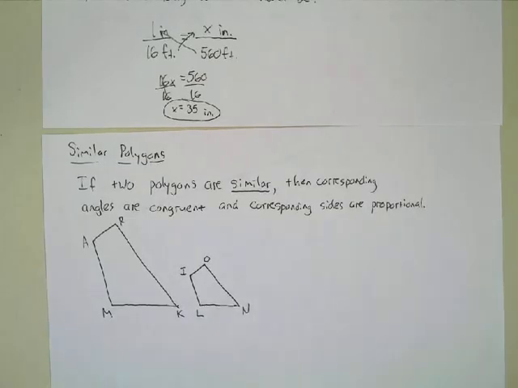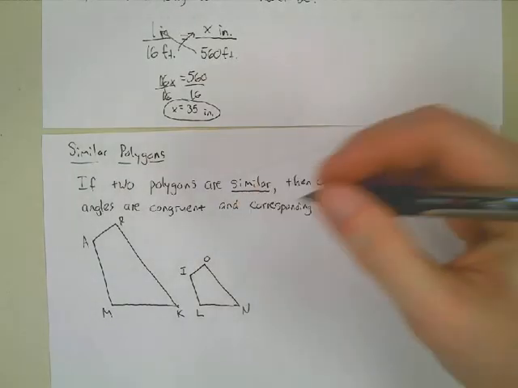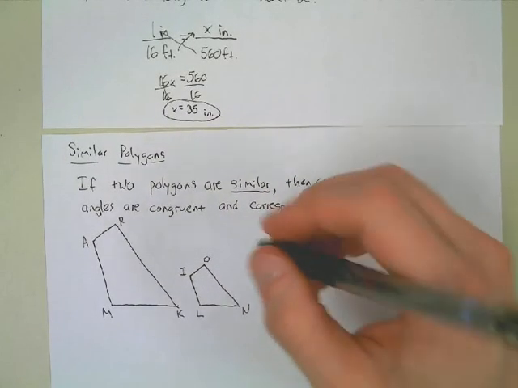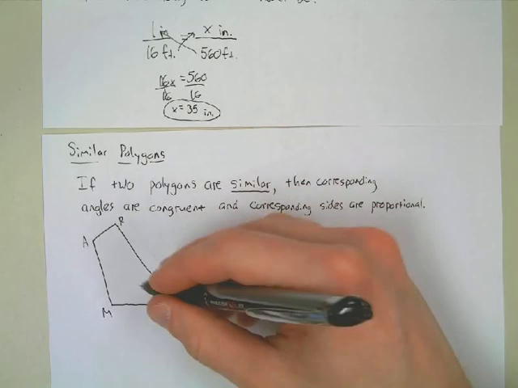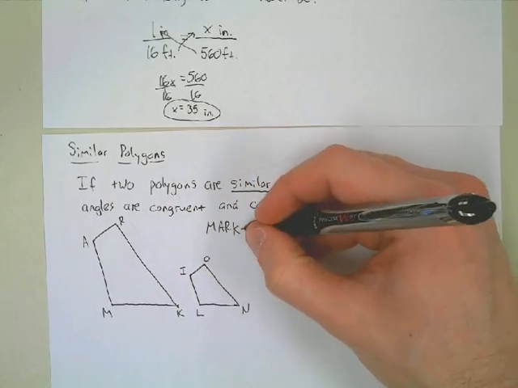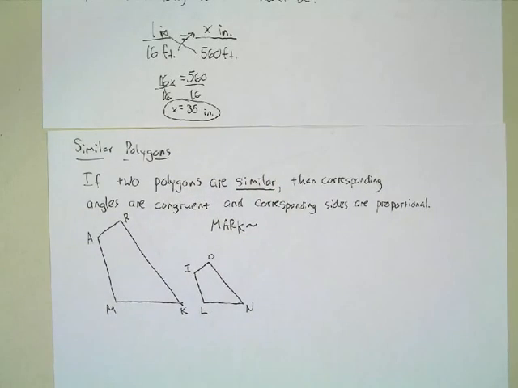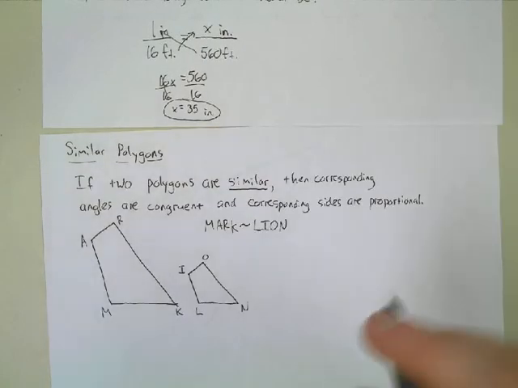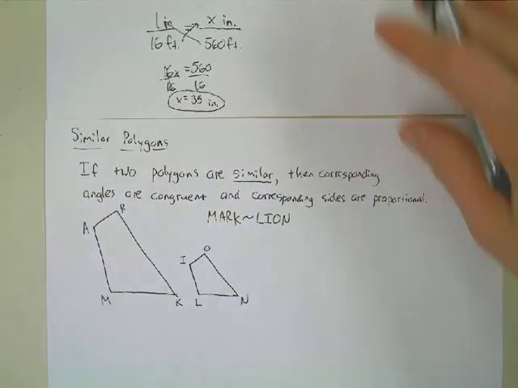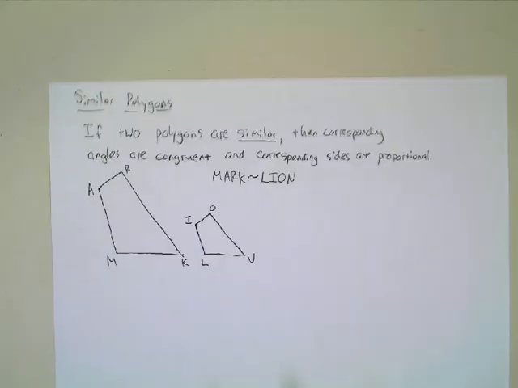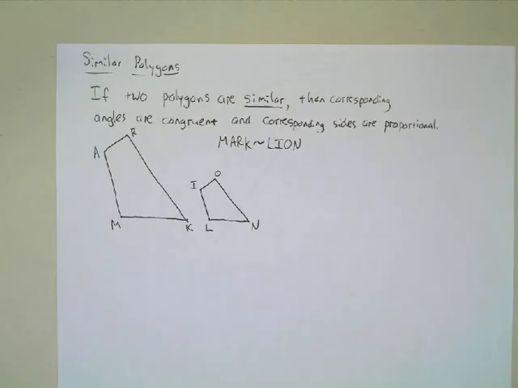And the symbol for similar is similar to the symbol for congruence, okay? So if I'm going to say that these two polygons are similar, I'm going to name it MARK, and I'm only going to put the squiggle. Remember, for congruence, you have the squiggle with an equal sign. But for similarity, you're just going to show the squiggle. And that's it. So who's Mark? Me. So, MARK squiggle LION. That means those two things are similar.